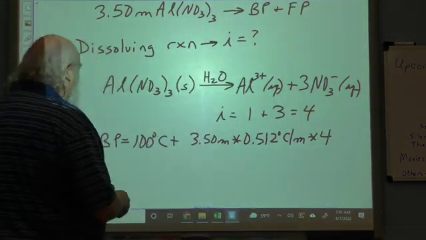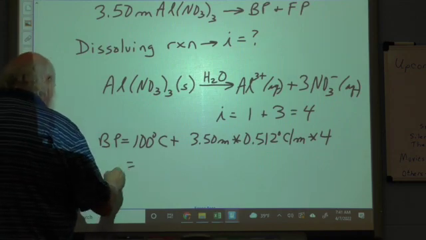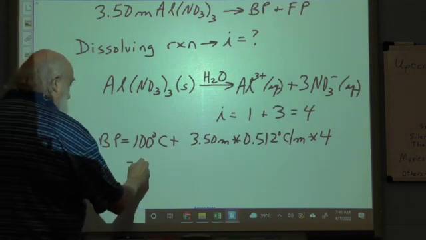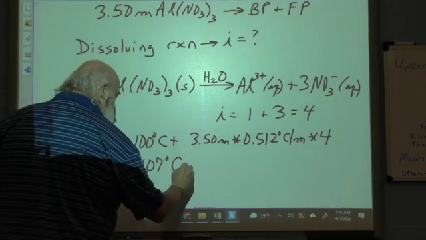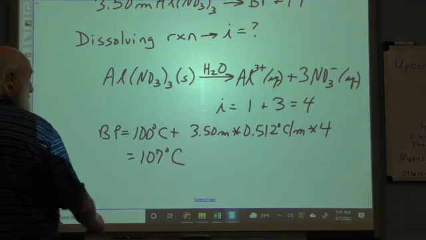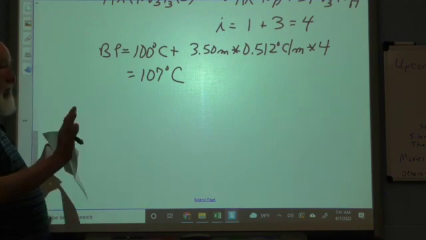And then if you punch that all out into your calculator, and round to 3 significant figures, you get 107 degrees Celsius. Okay, so that's the boiling point.